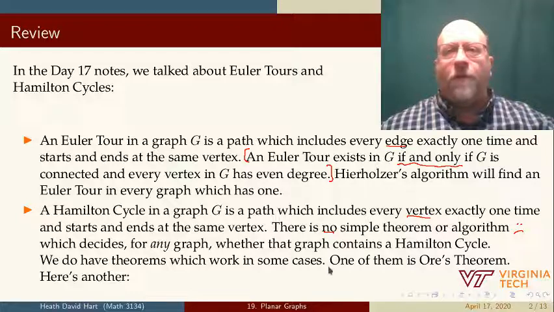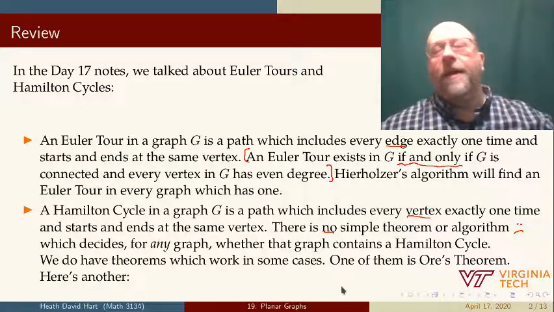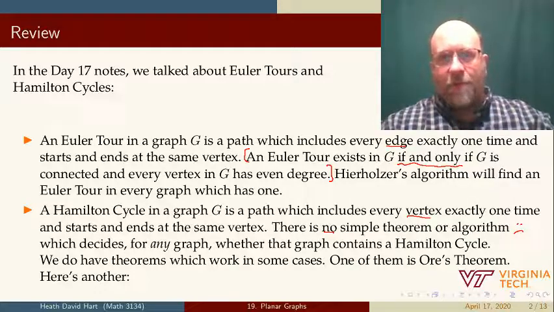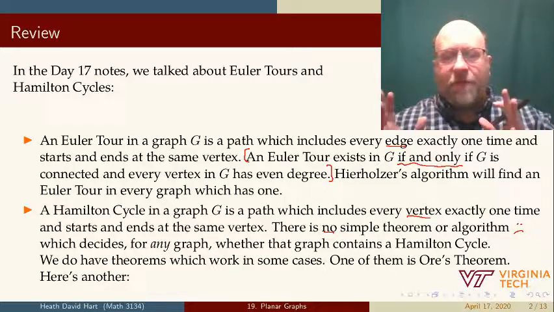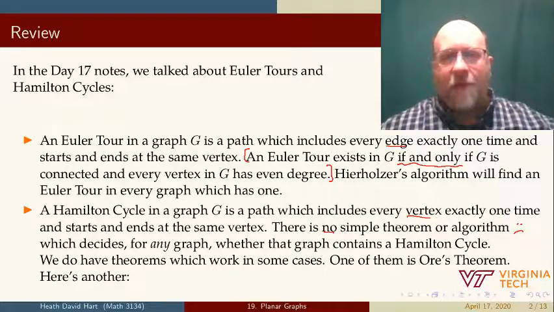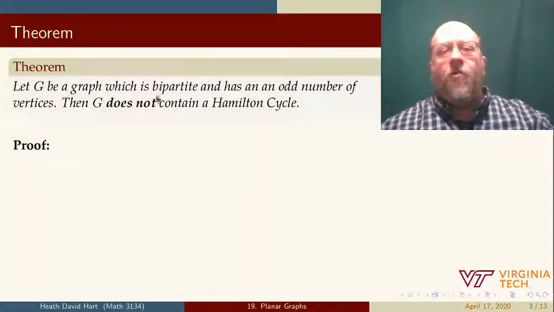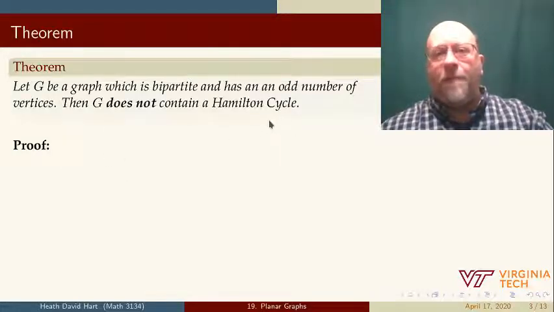One of them is called Orr's theorem that says if a graph has these properties, then it does have a Hamilton cycle. But it's not a complete test because there are graphs that have Hamilton cycles that don't have the properties that Orr's theorem requires. Here's another theorem. Let G be a graph that is bipartite and has an odd number of vertices. Then G definitely does not contain a Hamilton cycle. We'll go through a proof in a moment, but let me give you an example.